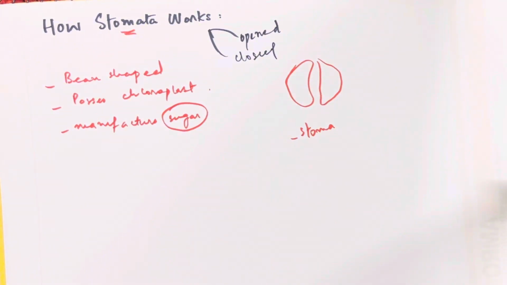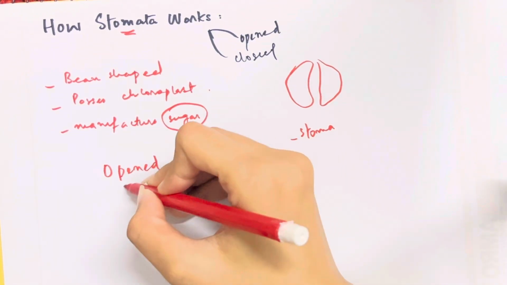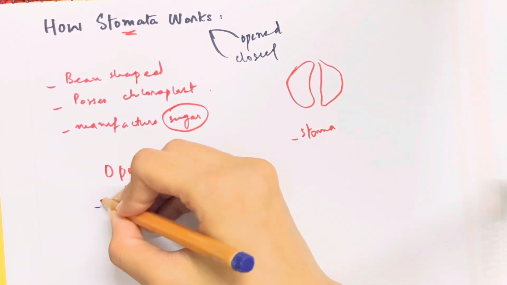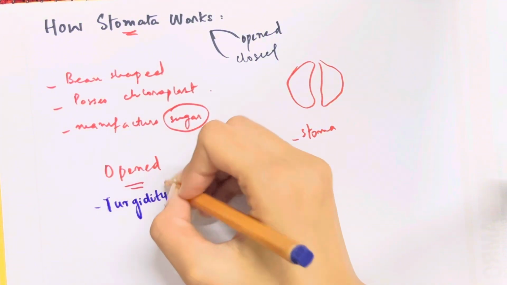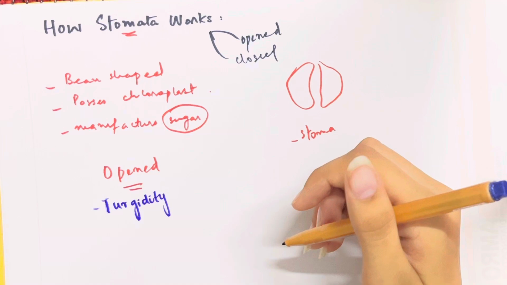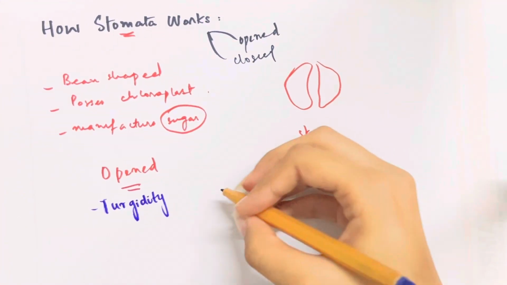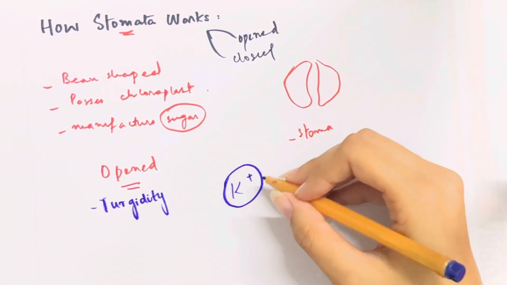Whenever the stomata are open, basically they become very turgid. So let's discuss the condition whenever they are open. In the condition whenever the guard cells or the stomata are open, they go through a condition that is known as turgidity, in which the cells become turgid and exert pressure on the outer membrane of the leaf. So when the light increases, it increases the potassium ions inside the cell. So in the inner environment of the cell, the potassium ions increase.